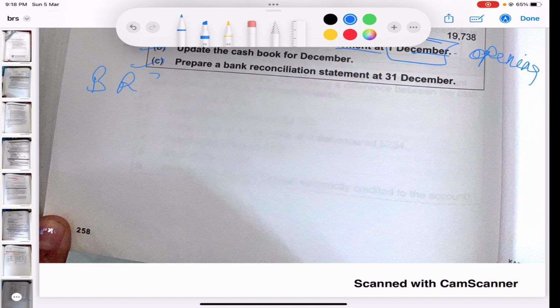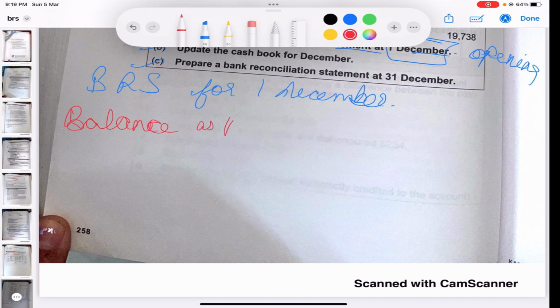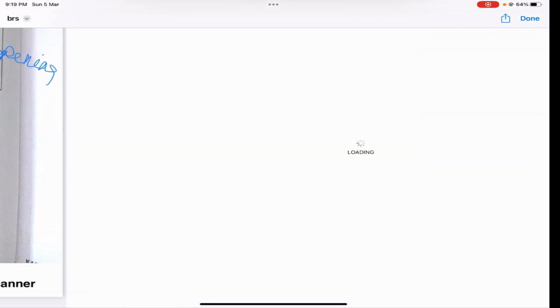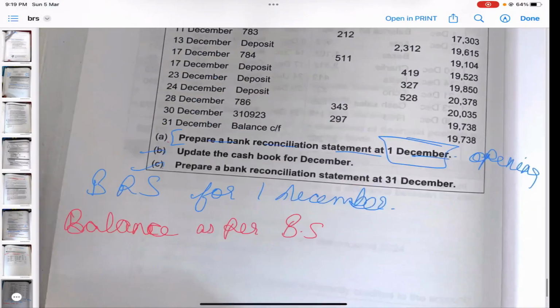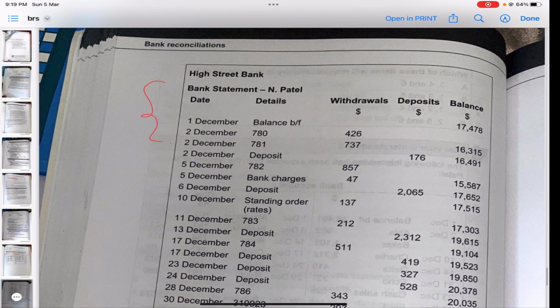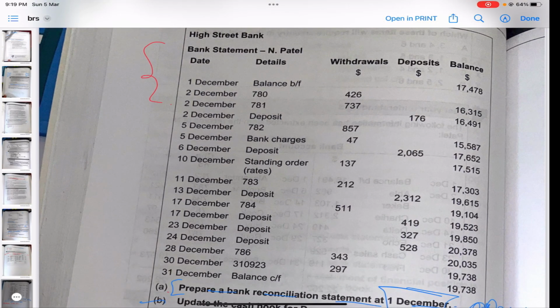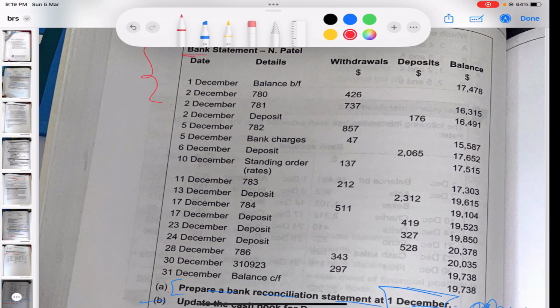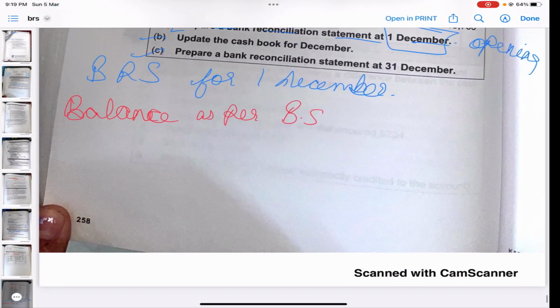Okay, so the first thing we are doing is preparing BRS for 1st of December as given in the question. So how do we start it? First we have the balance as per bank statement, whatever is the balance as per bank statement on 1st December. So my balance in the bank statement, I'm checking 1st December, is 17478.